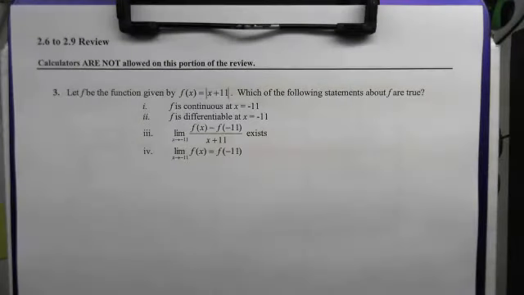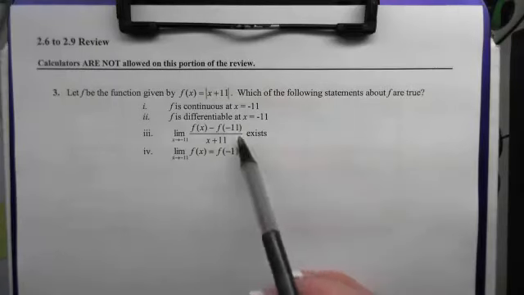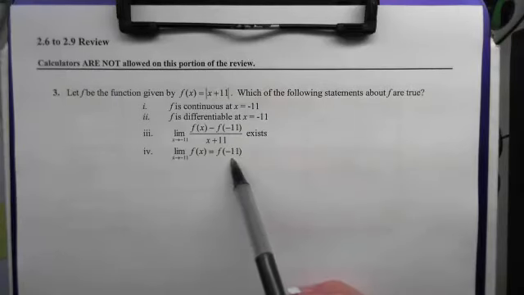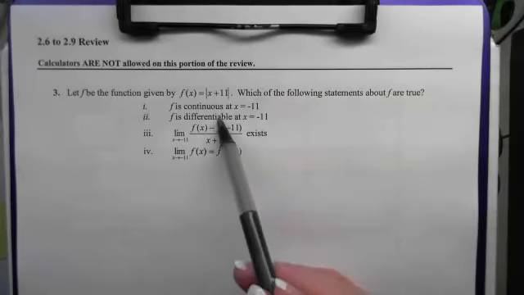This is the 2.6 to 2.9 review, number 3, and calculators still are not allowed on this portion of the review. So if we read the problem, it says, let f be a function given by this absolute value function, x plus 11. The question is, we want to determine whether or not f is continuous, whether f is differentiable, and then we have these two statements here that are analytical variations of these two.